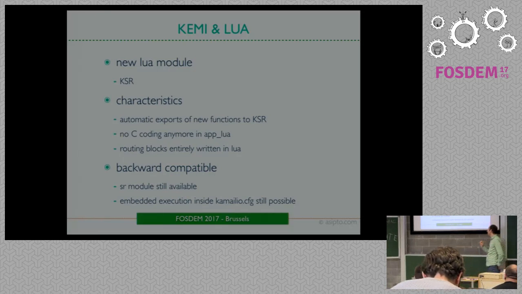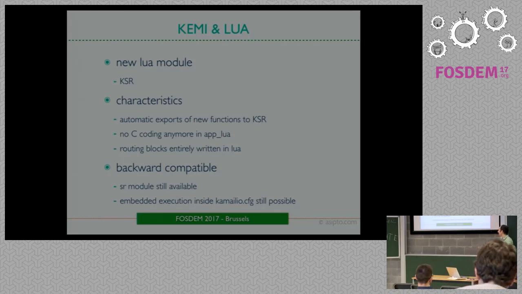As I said before, we had this module exported to Lua SR, where we exported our C function to Lua script. Not to break that, I exported another one, KSR, so Kamailio C routing, and there is no need to touch our Lua module to export from your Kamailio module. You just have to put it in your Kamailio module. I want to export these functions to the Kemi interface, and that's it. So no more C coding in app Lua. And again, you put everything as a script.